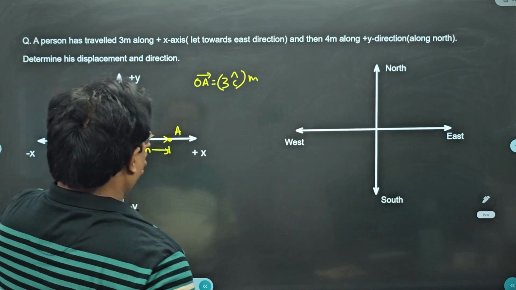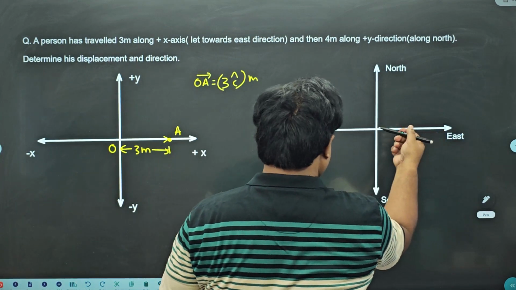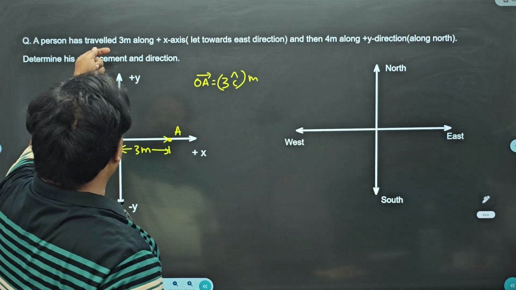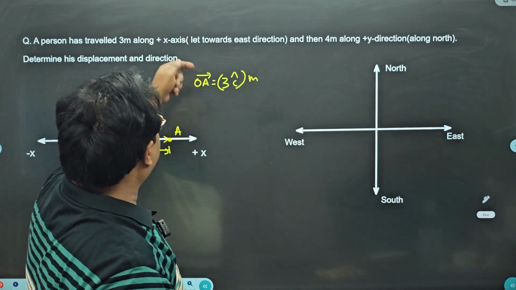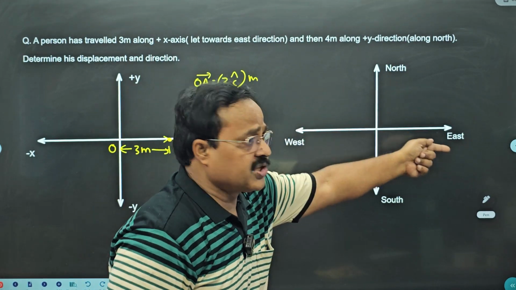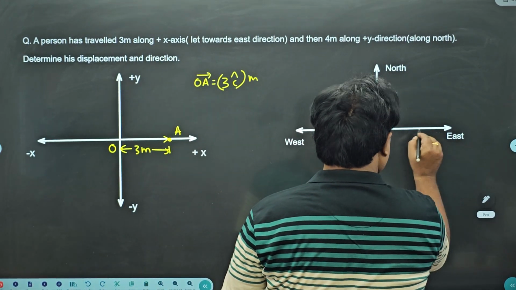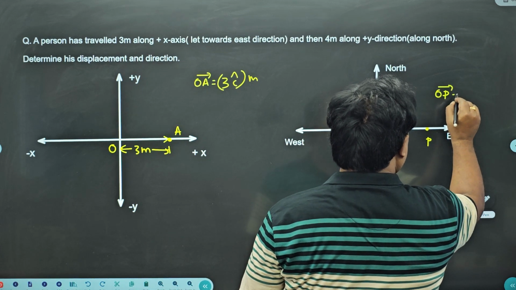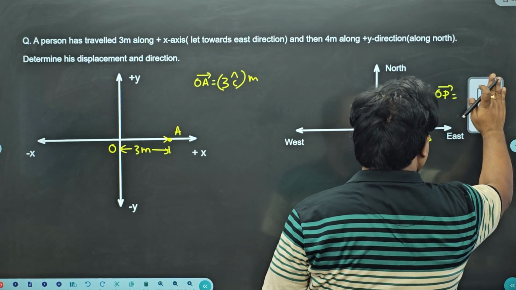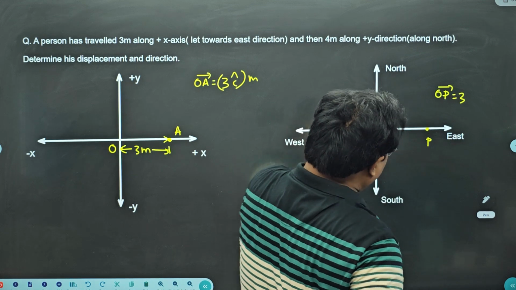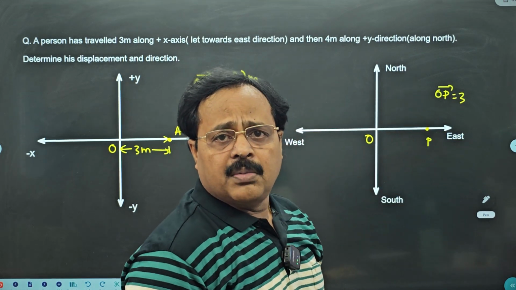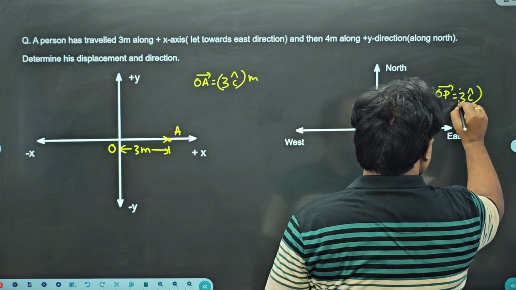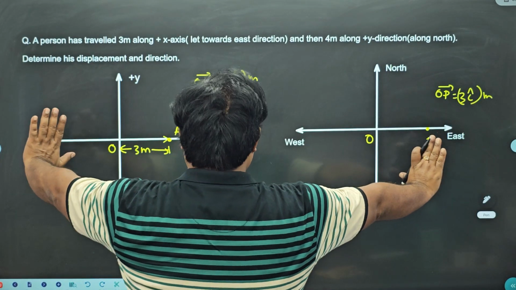This is the east direction, this is the west direction, this is the north direction, this is the south direction. What have I written? A person has traveled 3 meters along the positive x-axis, or you can write, toward the east direction. Similarly, let us take this as the P vector. What is the OP vector here? Similarly, we can write 3 meters, and let us choose east as the positive direction of the x-axis. This becomes 3 i cap meter.